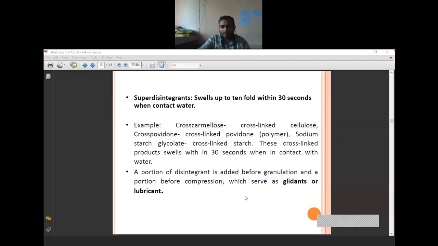Not about disintegrating agents, sir. Okay, so super disintegrants. What are the super disintegrants? Super disintegrants are used for immediate release tablets. Immediate release tablets means a Crocin. When Crocin comes in contact with water, it will directly disintegrate. That means it swells up and tends to fold within 30 seconds on contact with water. When it contacts water, it will directly disintegrate or dissolve in that water.